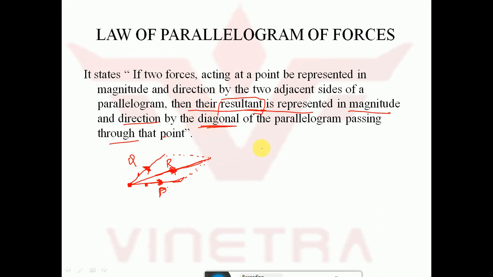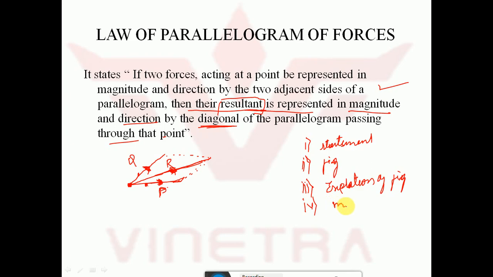So before going into derivation, I would like to classify or categorize how to derive this one. First one is the statement, which we have already defined. The next step should be figures related to this derivation. The third step is explanation of drawn figures. In the fourth step, we will be going for derivation of mathematical expressions.